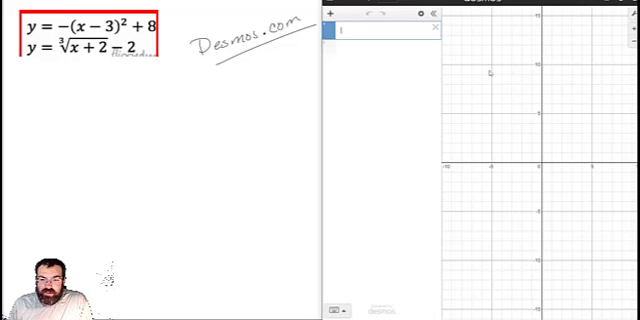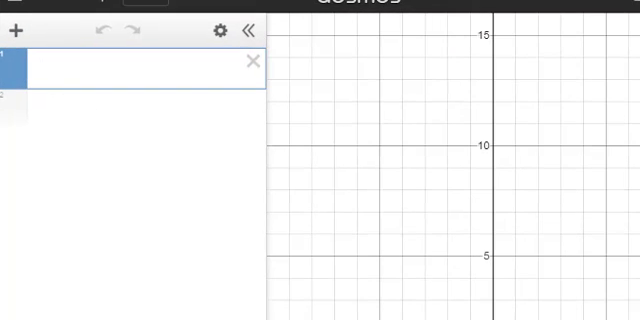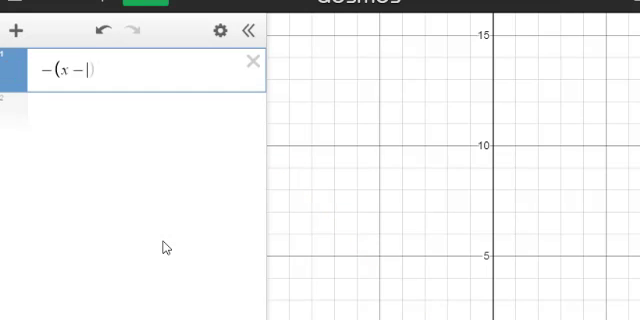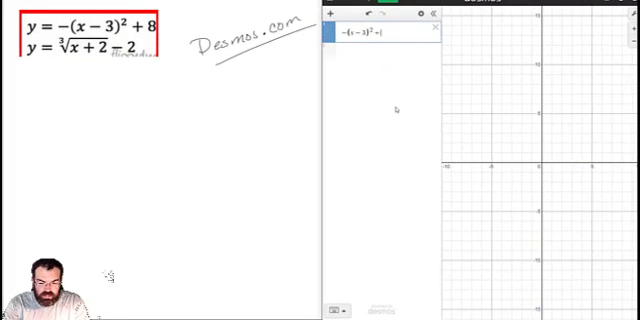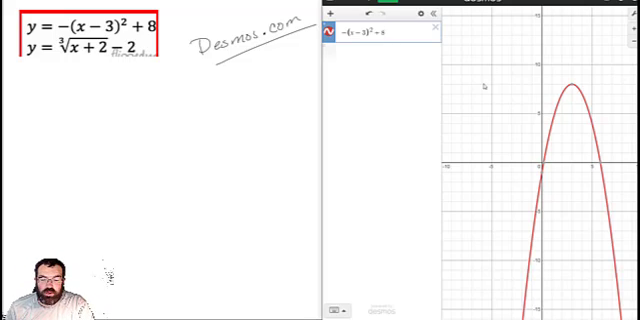Now you got a graph and you have some stuff on the left where you can plug and chug. So what I'm going to do is type in the first equation. All you do is type in the part after the equal sign. Okay, so we got negative parentheses x minus 3 parentheses. Remember, squared is your 6 button. Shift and the number 6 gets you the exponent up, and then you scroll over and then plus 8. So that's an exponent of 2.